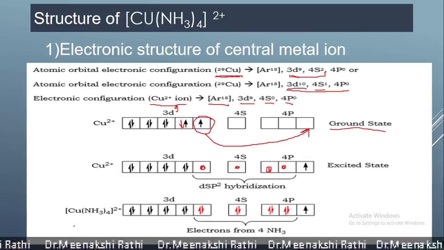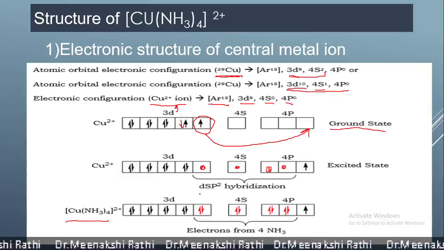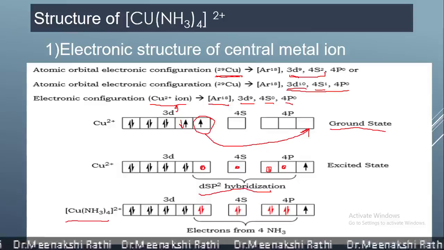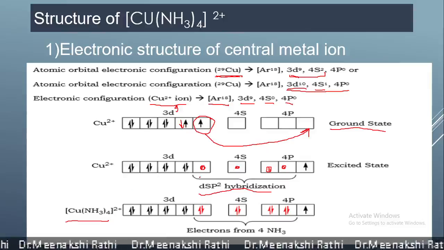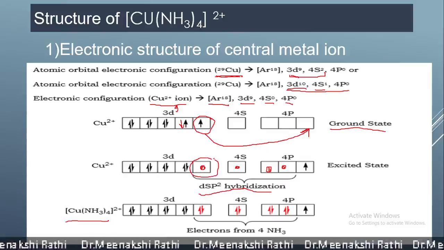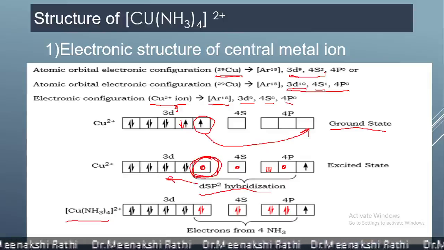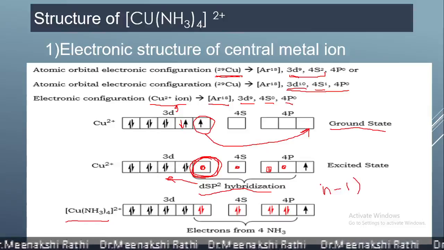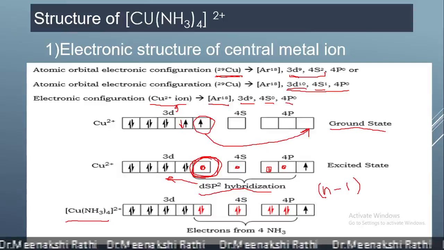During the formation of the tetraamminecopper complex, the hybridization is dsp2. So the geometry is square planar, and here the central metal ion is using its 3d orbital, which is an inner orbital from the n-1 level. So it is also called an inner orbital complex.